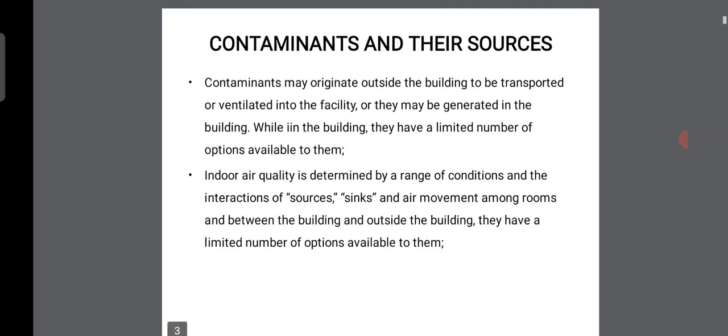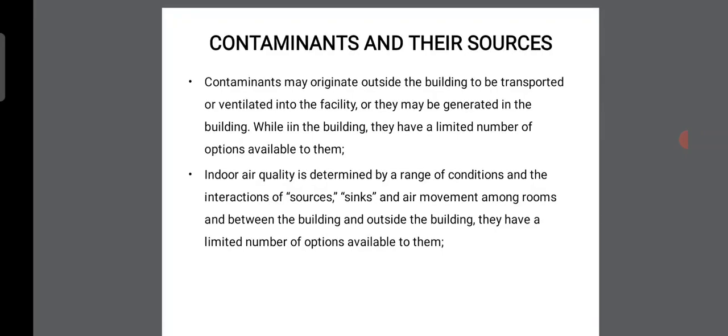What are the contaminants and their sources? Contaminants may originate outside the building to be transported or ventilated into the facility, or they may be generated within the building. While in the building, they have a limited number of options available to them. Indoor air quality is determined by a range of conditions and the interaction of sources, sinks and air movement among rooms and between the building and the outside.